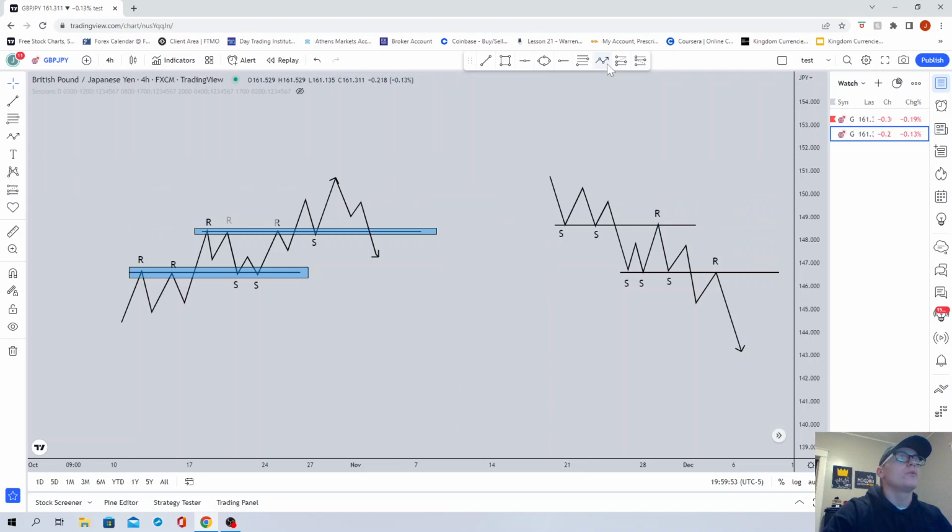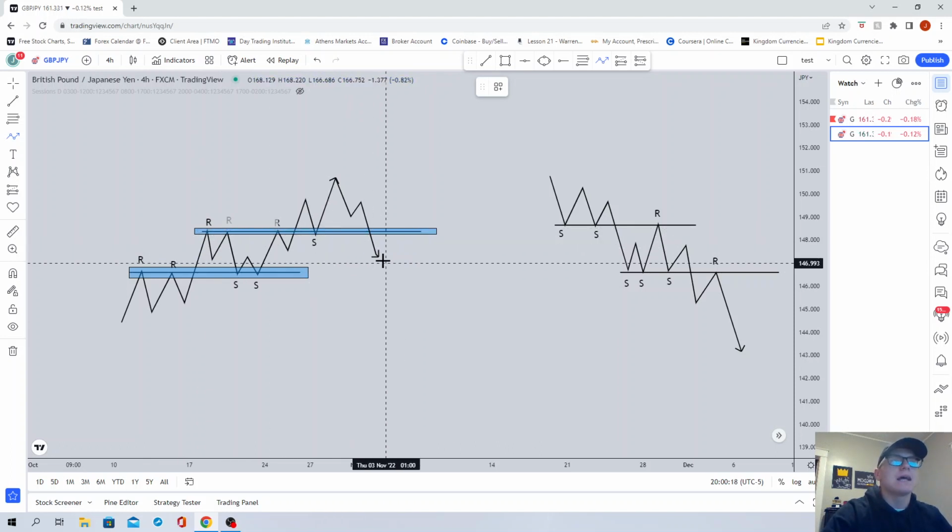Okay, so now where can we anticipate the pullback? Here's really simple. We have now broken out. We're bearish. We have new lows. This is the last significant lower high. So as long as price stays below that, we're wanting to sell. Where are we looking to sell at? Here's a pretty good idea: at the previous level of resistance and support.